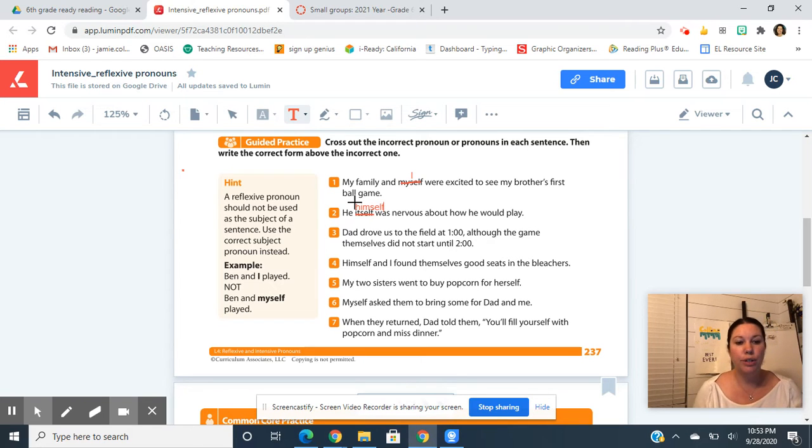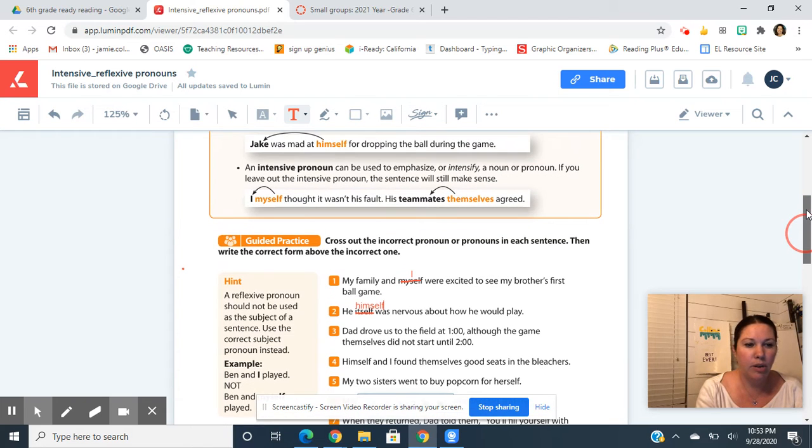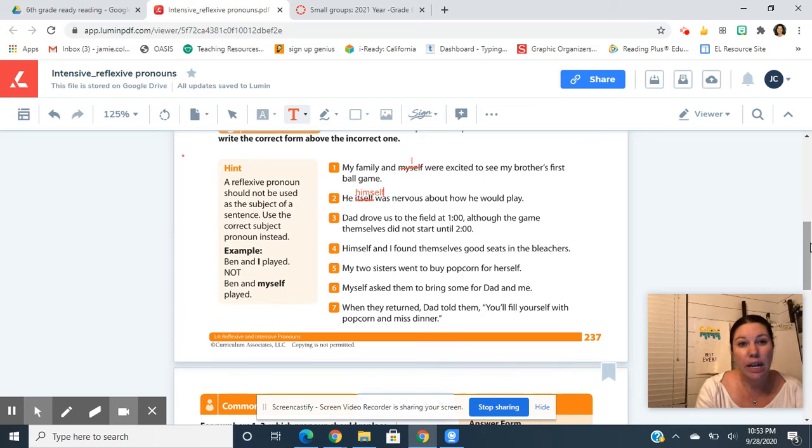He himself was nervous about how he would play. And again, if we go back up to right here, we know that this is an intensive pronoun because you don't absolutely need it to still make the sentence make sense or to be understood. So, he himself was nervous. We could also say he was nervous about how he would play. Either of those works.